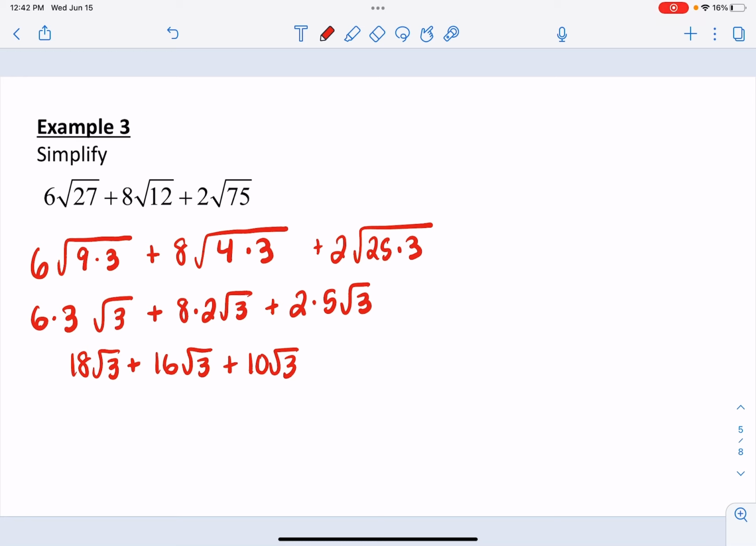So 18 plus 16 plus 10, well, that's going to be 44 root 3. And you notice each one of those radicals, it was kind of nice. They broke down into the same radical.